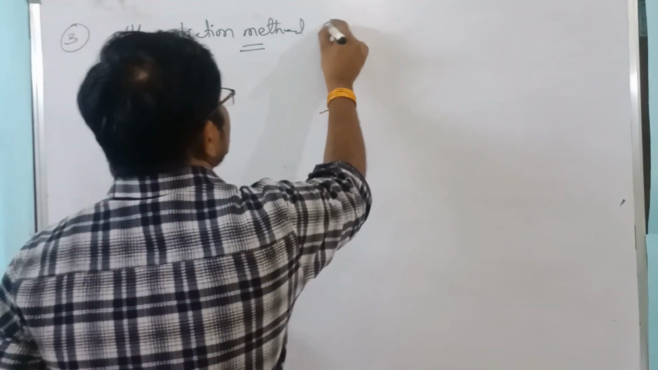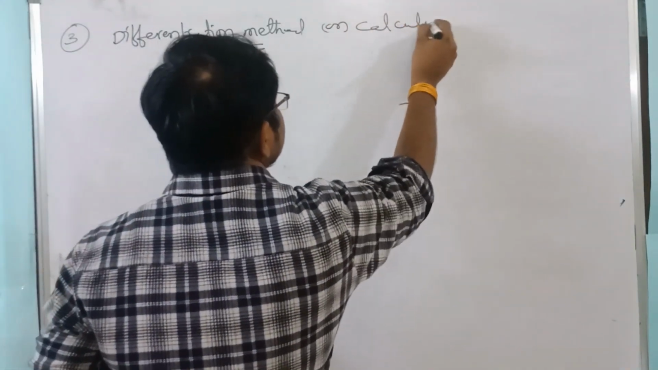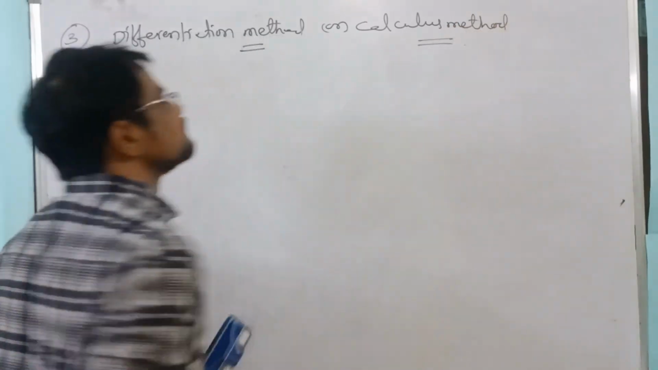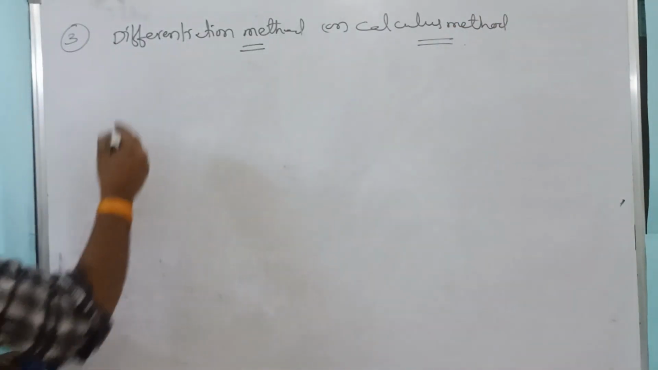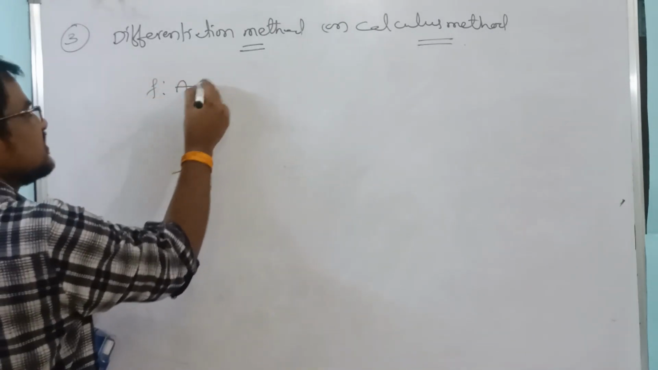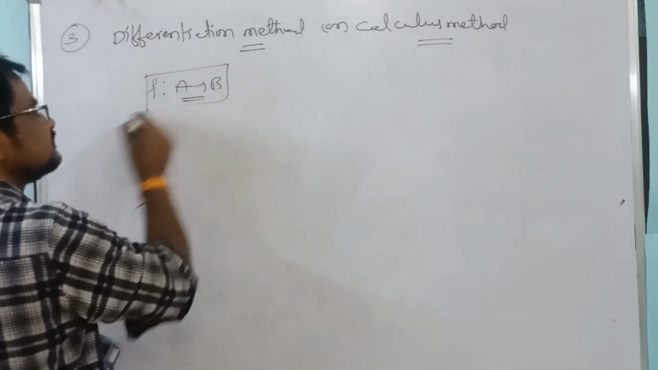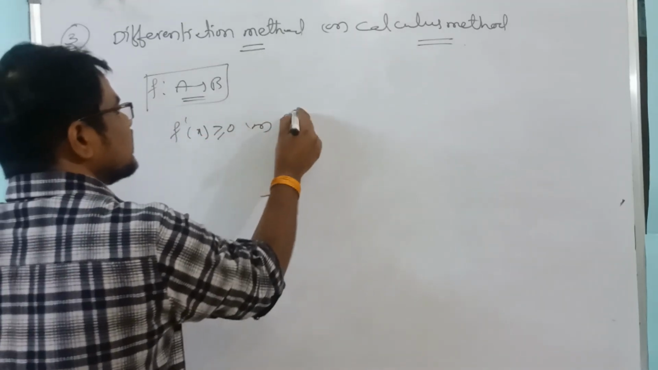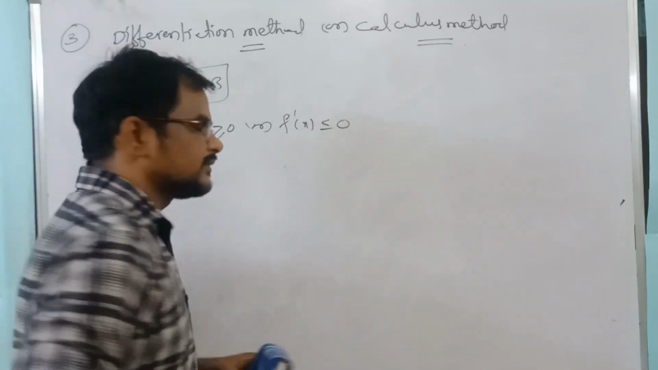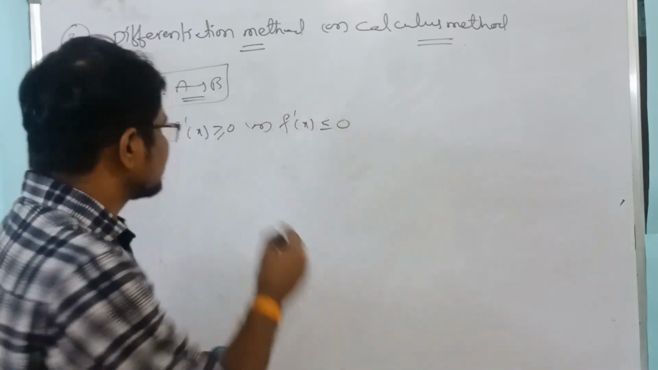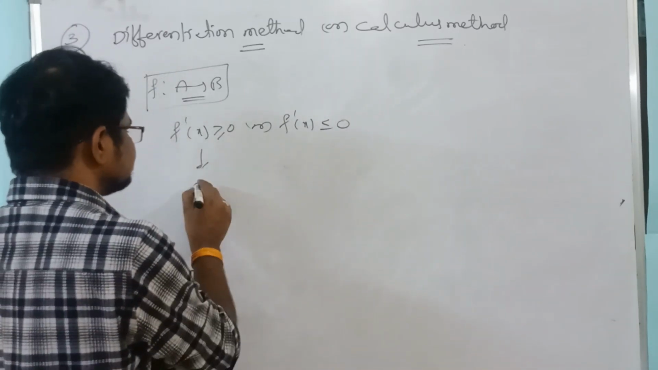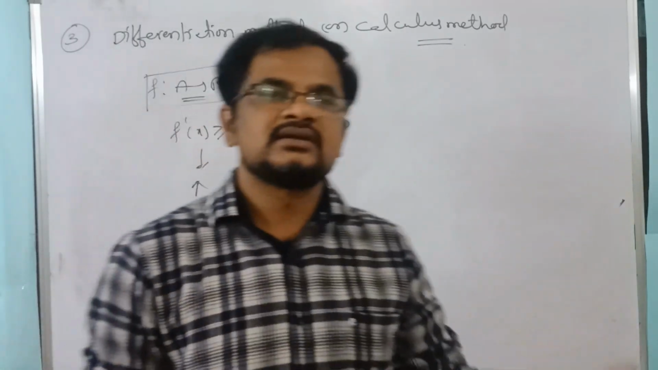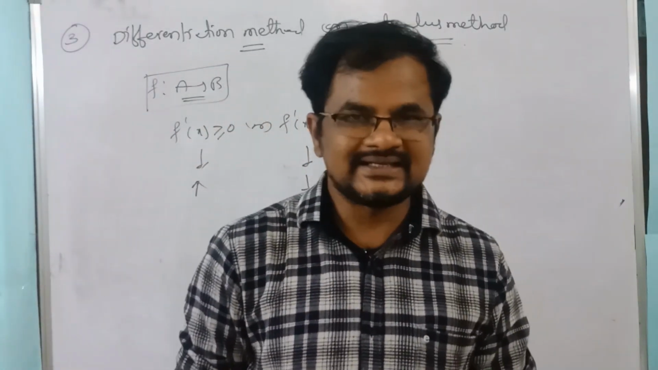Or calculus method. That is, if the function, whenever it is defined from a to b, has f dash x greater than or equal to 0 or f dash x less than or equal to 0, so the function is only increasing or only decreasing, then that function is 1-1, right?